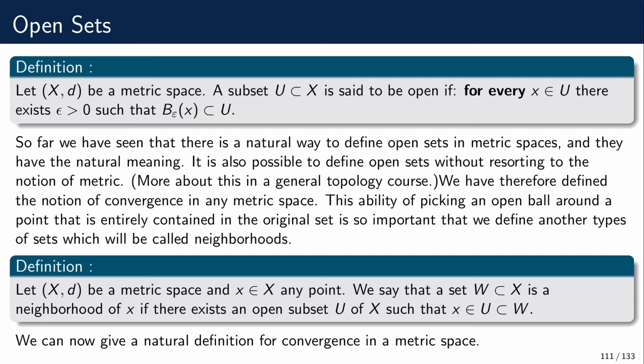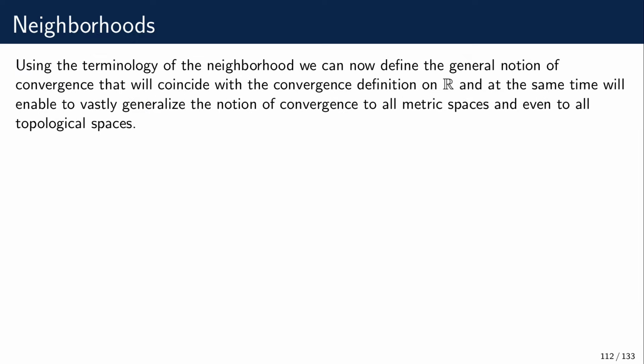So again, an open set is a set such that for every point in the set, we can find a ball with small enough radius that is entirely contained in the set. And this is an open set. And now a neighborhood of a point x is some set that contains an open set.